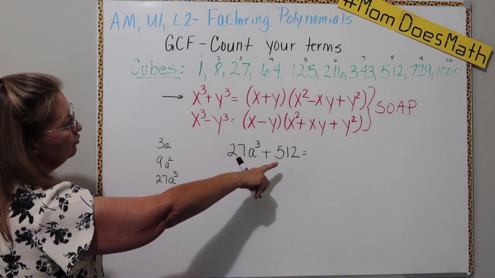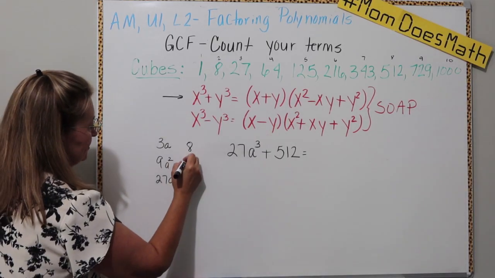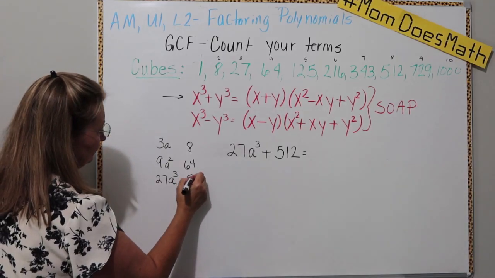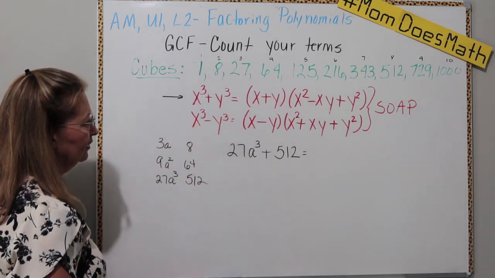Now, what is the cube root of 512? 8. And what is this squared? 64. That cubed is 512. So these are the numbers I'm going to need to fill in.